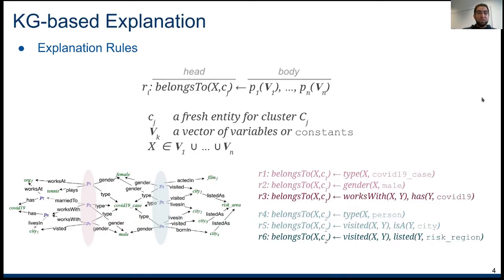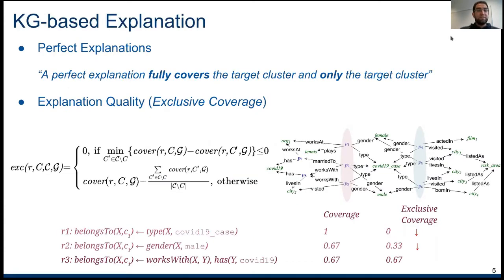Now, the question is how to differentiate which explanation is better. For that, we simply define the perfect cluster explanation as the explanation that fully covers the target cluster and only the target cluster. In other words, it should have high coverage for the target cluster and should be exclusive to it. Since the world is not perfect and noisy, we need to measure how close we are to this target.